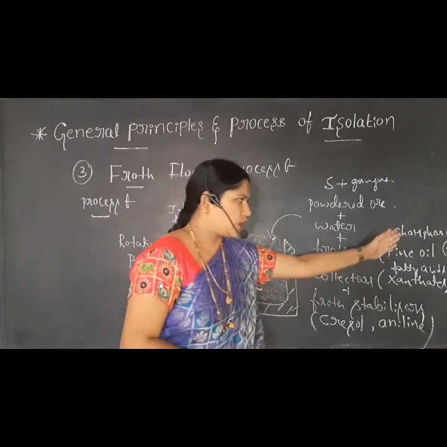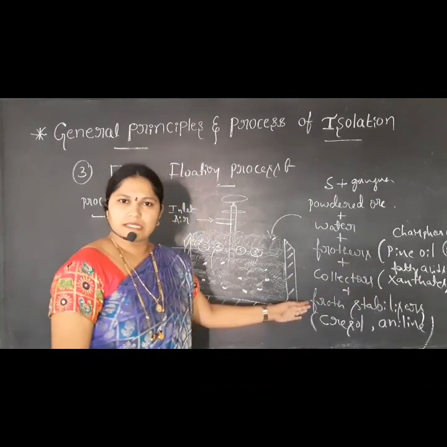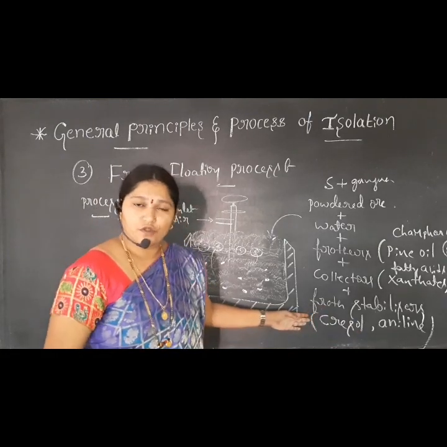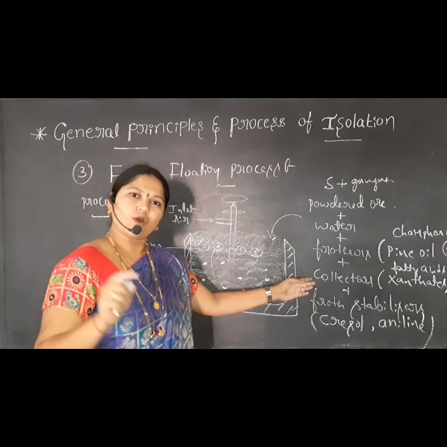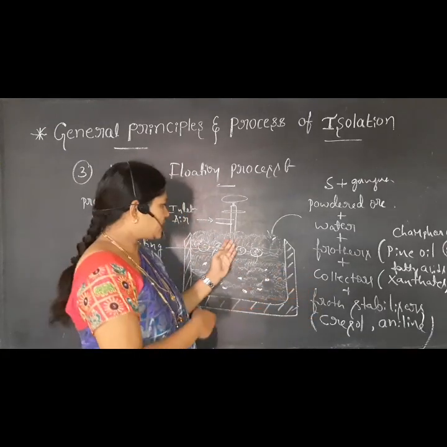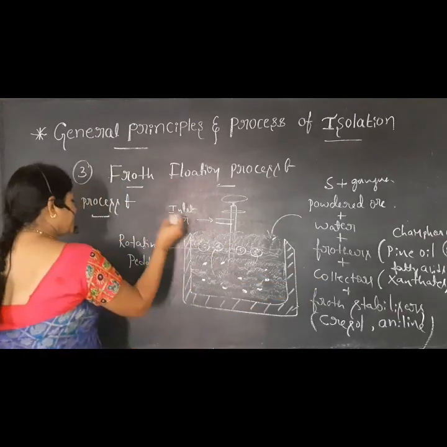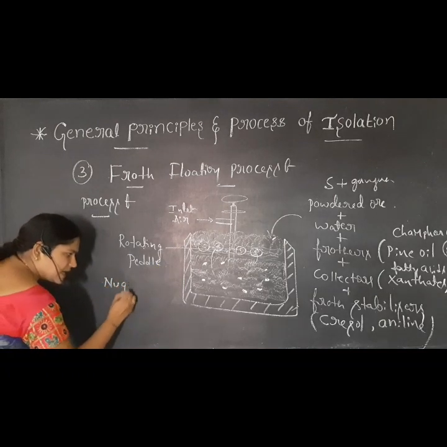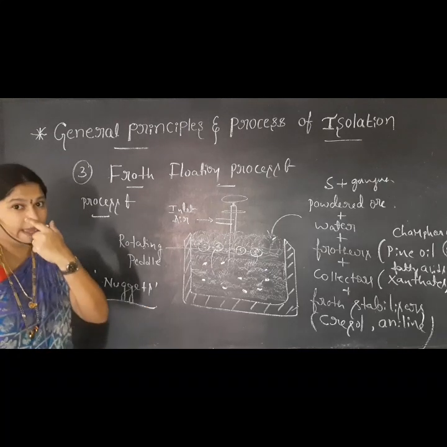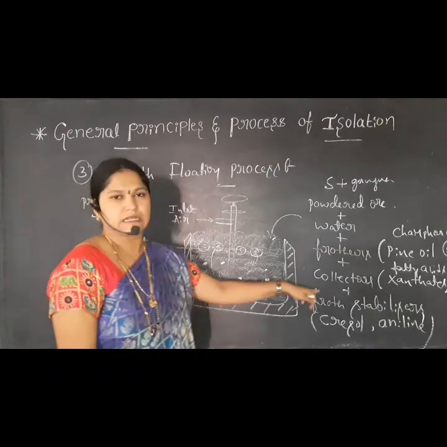So frothers are pine oil and camphor oil. Collectors are xanthates and fatty acids. Froth stabilizers are cresol and aniline. A froth stabilizer stabilizes the froth for a long time. Collectors collect all the sulfide ores and transfer them to the pine oil, the froth we have now, so it forms nuggets. The sulfide ores are known as nuggets. A one mark question might also be asked: what is a nugget? A nugget is a ball form of sulfide ore which is made by the collectors.